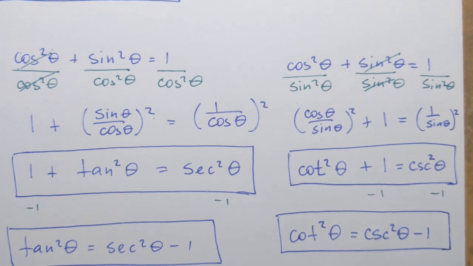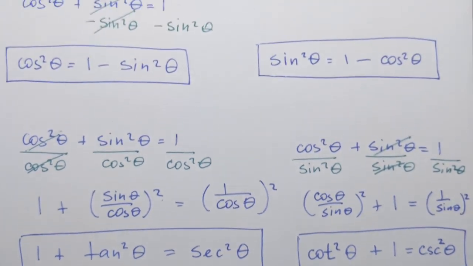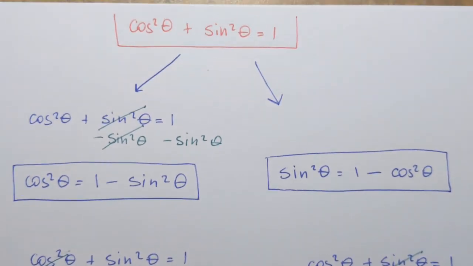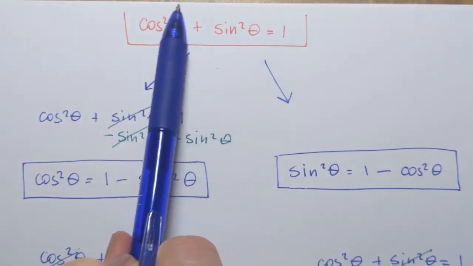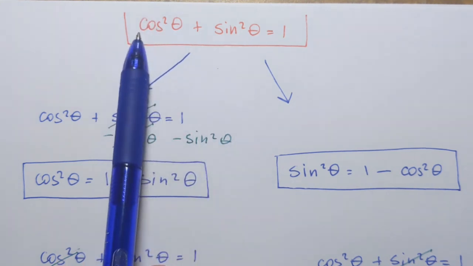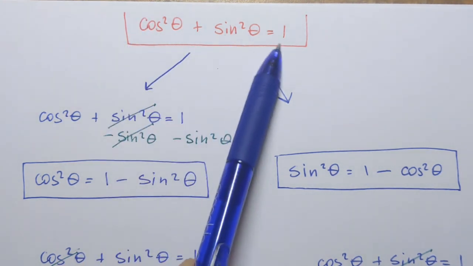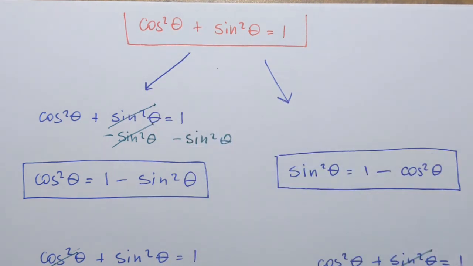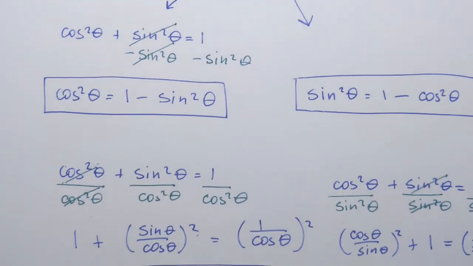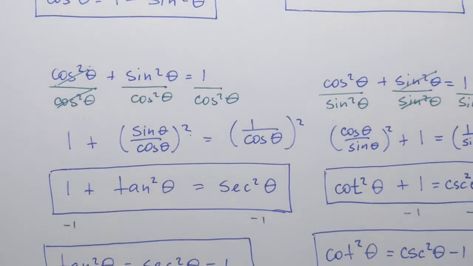So these are the most common versions of the Pythagorean identity, the ones that relate tangent and secant, cotangent and cosecant, and of course the ones with sine and cosine. And everything starts from this most basic one, cosine squared of theta plus sine squared of theta equals 1. Knowing this identity, you can derive the rest of them, as you can see, in a pretty easy and straightforward way.